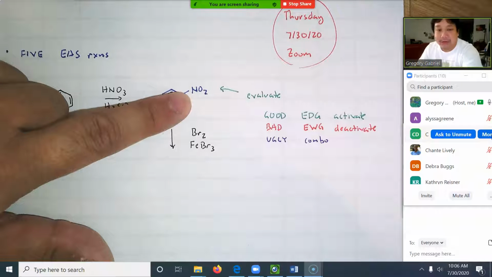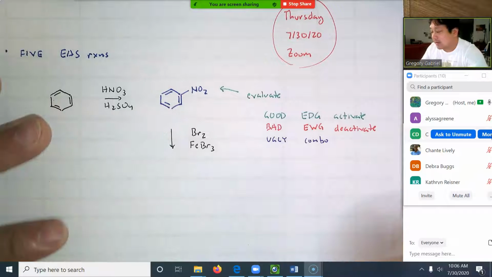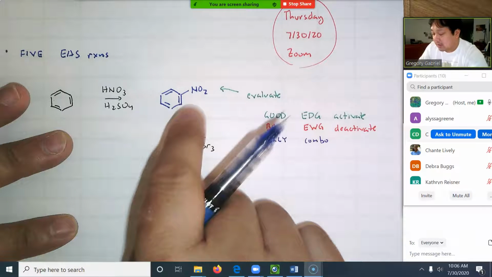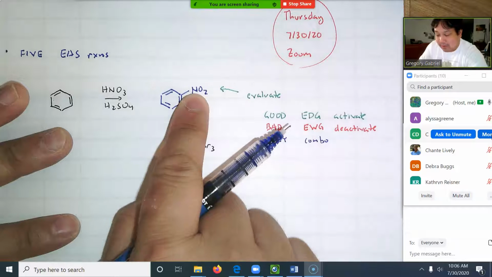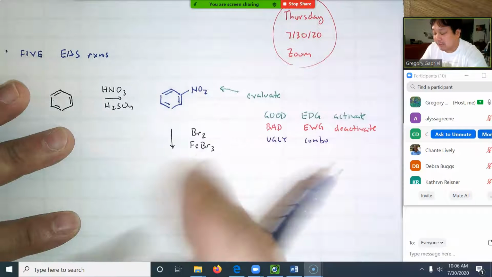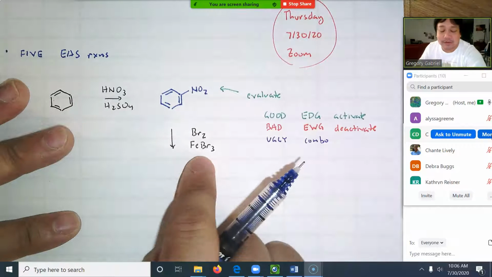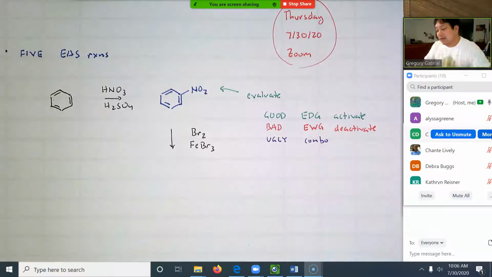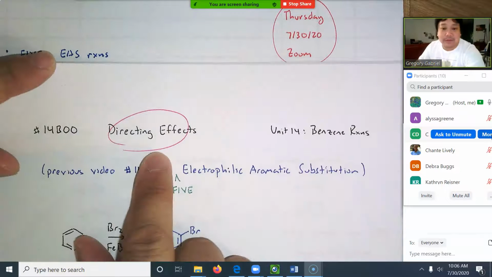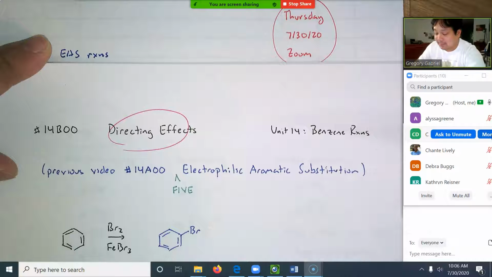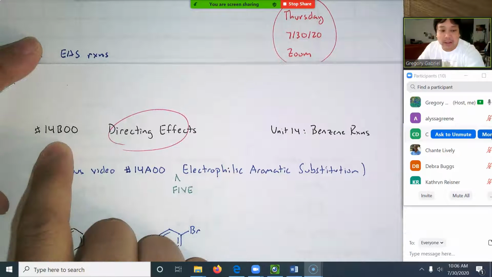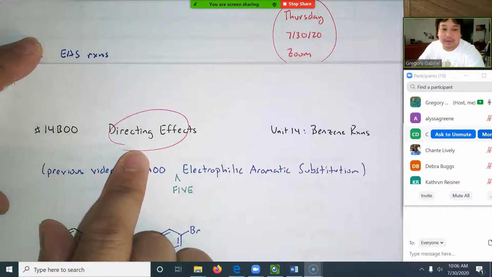This is considered a bad group. And the skill that you need to acquire is, can you categorize this group and can you tell me how it's going to direct the incoming electrophile? So these are called directing effects. And that was the title of the first video after class. The video during class is video A. This is video B, directing effects.